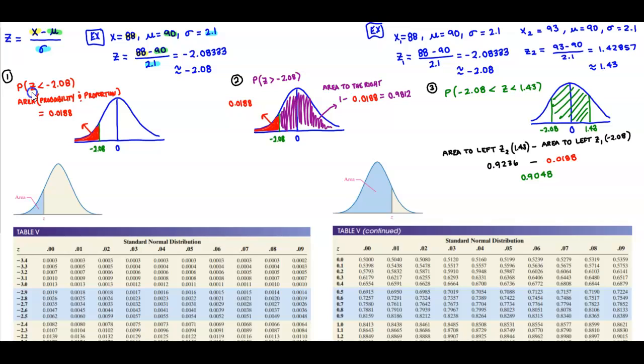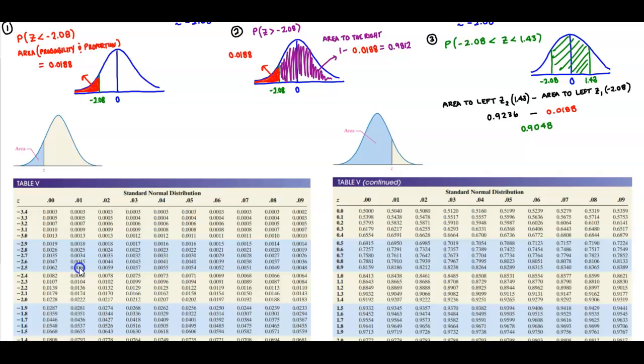So if we draw our bell curve and we want to find the probability that the z-score is less than negative 2.08, that means you want to find the area of the shaded region, which is the probability and a proportion. So now in order to do that, we need to look at the value negative 2.08 on our table.